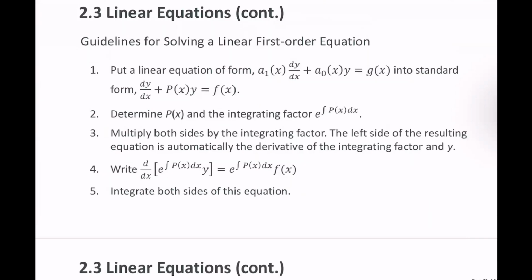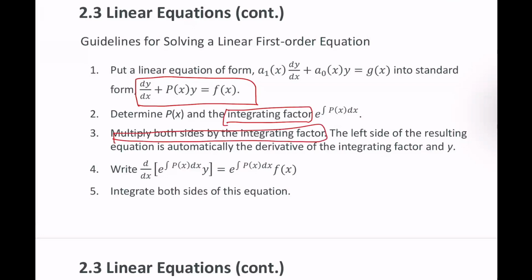To solve this linear first order differential equation, step number 1, you need to put it into standard form, then you need to find the integrating factor, then multiply both sides by the integrating factor, and step number 4, write it into the form and integrate both sides of this equation. So I'll give you a couple of minutes. I want you to write this down.